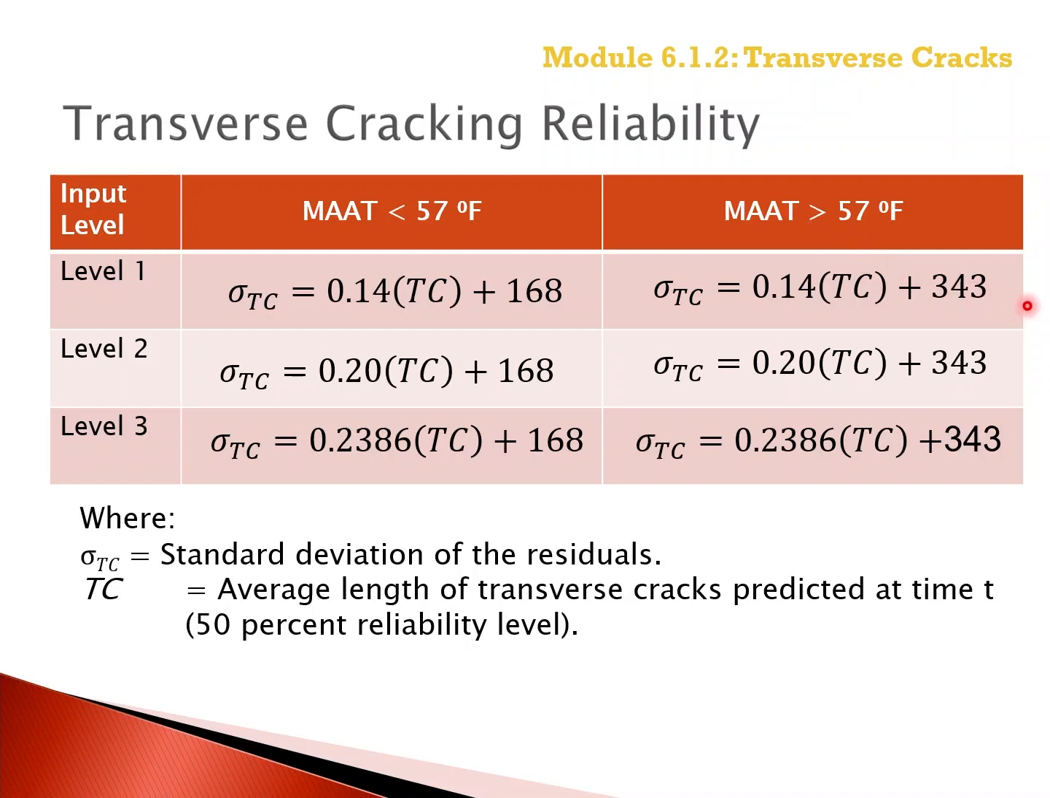And so you can see that for each input level, the error or standard deviation of the residuals do increase for the sites in the warm to hot climates versus sites that are in a cold climate, where cold temperatures predominate in determining the total length of transverse cracks that are predicted.